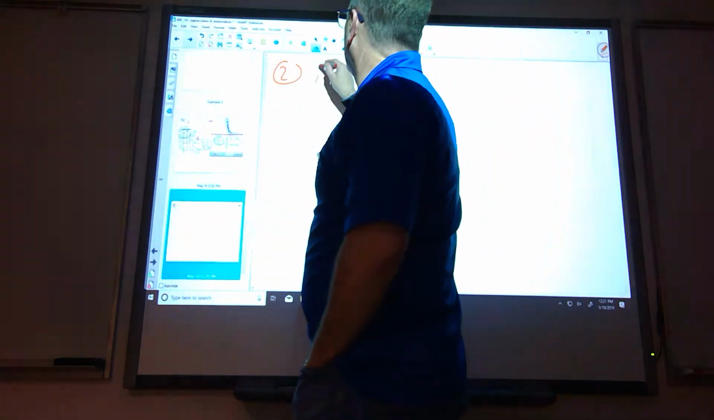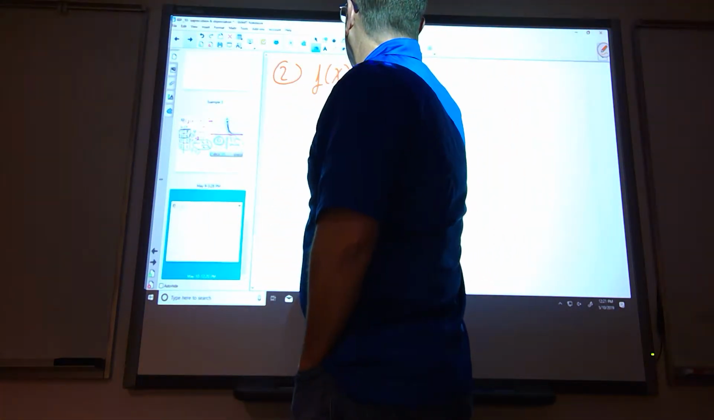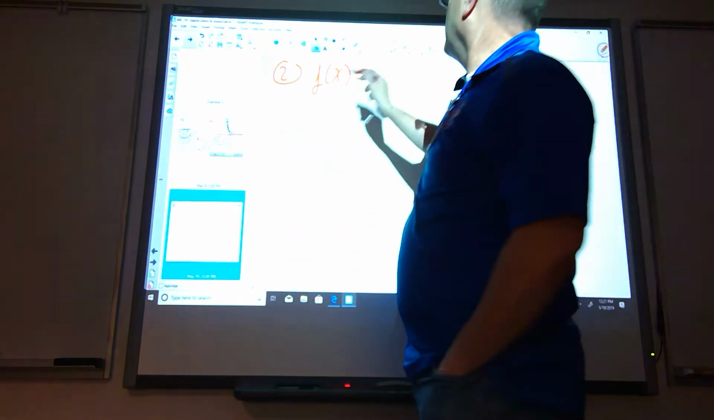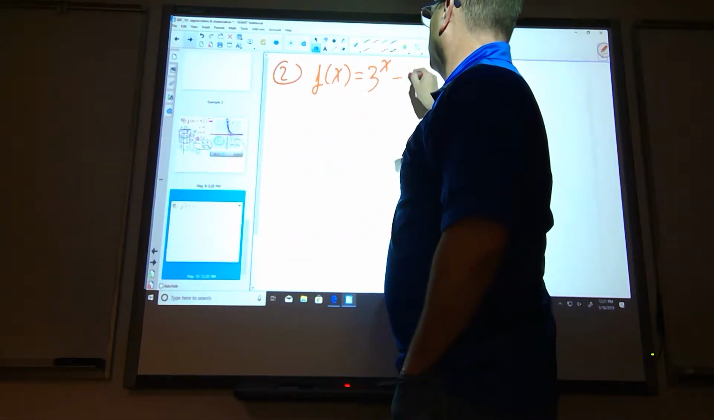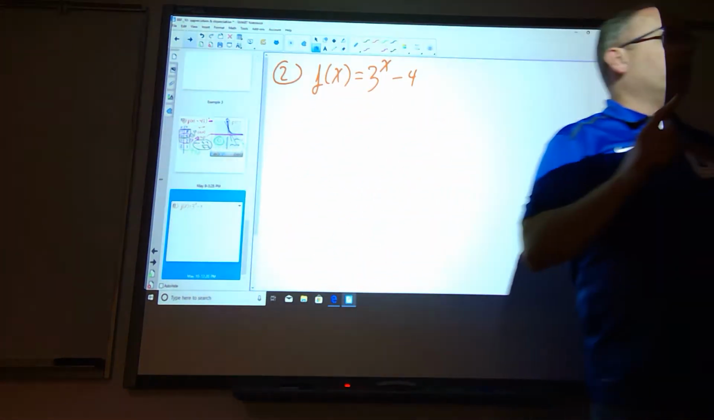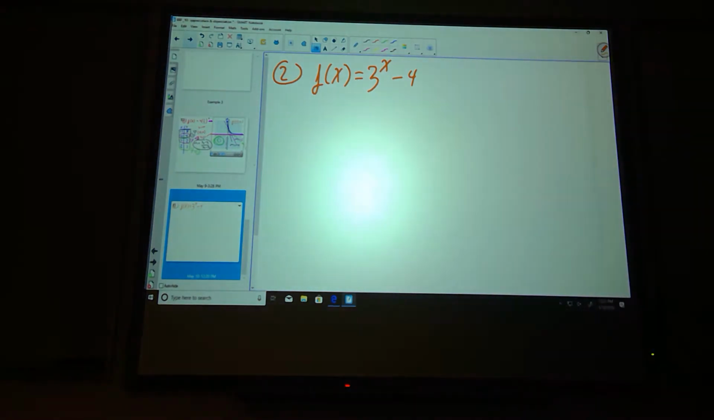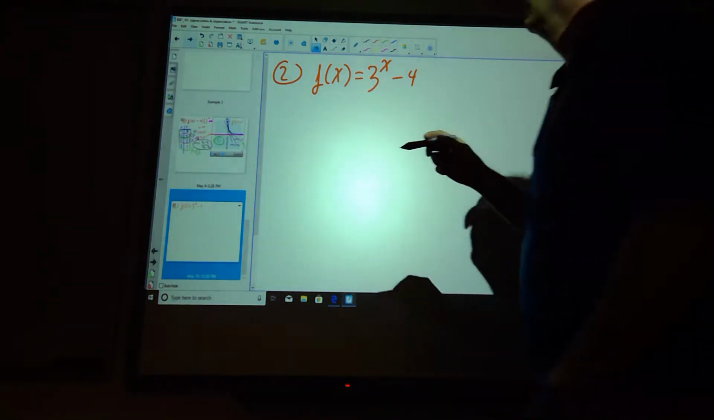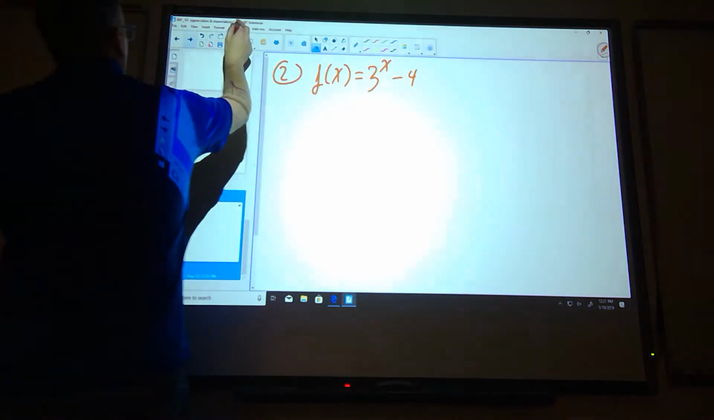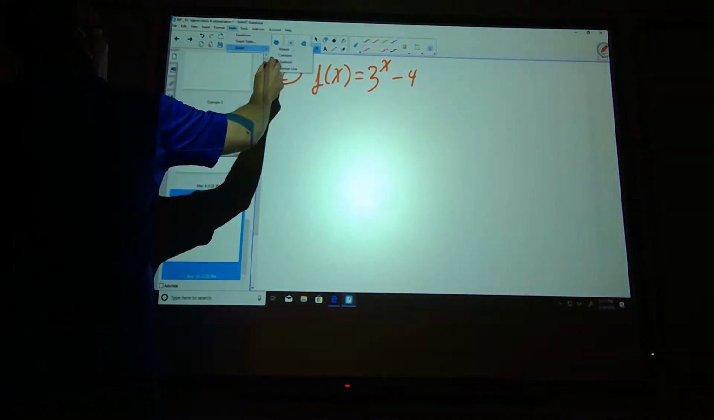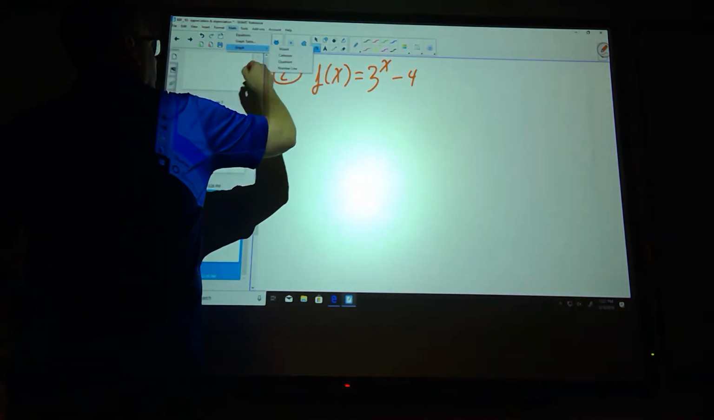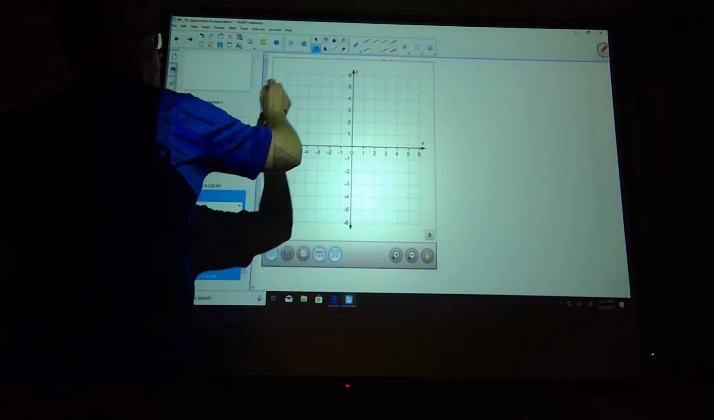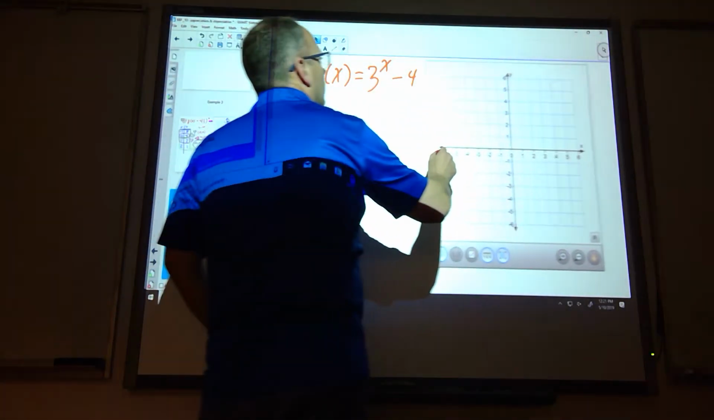Let's go to problem number 2, backside. F of x is 3 raised to the x minus 4. Okay, so item number 1 is this exponential. Why? Because my exponent, the x is my exponent. Something like that is perfect. I like that a lot.